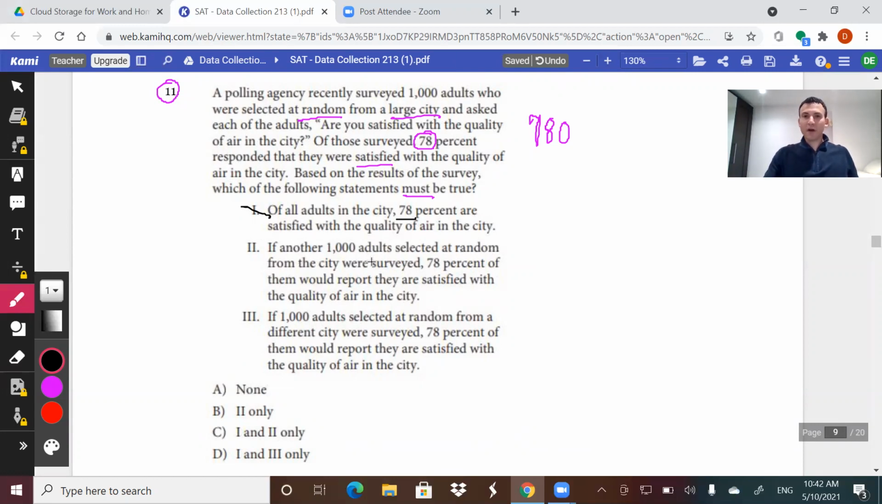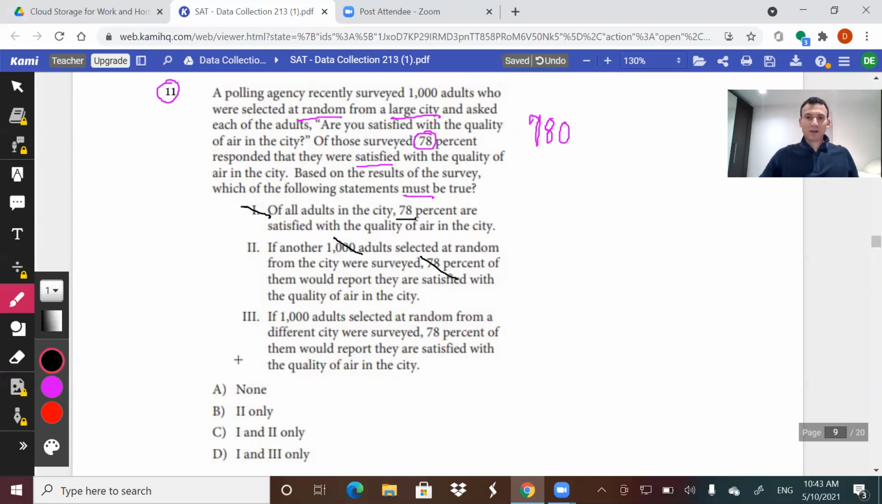Okay. 2, if another 1,000 adults selected at random from the city were surveyed, 78% of them would report that they are satisfied with the quality of air in the city. Again, we took a snapshot of 1,000 adults. There's no way to say that our 1,000 adults is exactly what any other snapshot would say. So this one's off the table, because just because one group of 1,000 adults felt that way doesn't mean the next group is going to feel exactly the same way. They'll probably feel close if our sample is good, but no way of knowing that we'll get exactly 78%.